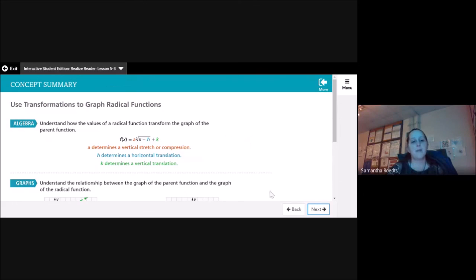All right, so concept summary. Use transformations to graph radical functions. So in algebra, understand how the values of a radical function transform the graph of a parent function. So f of x equals a times the nth root of x minus h, plus k, where a determines a vertical stretch or compression, h determines a horizontal translation, and k determines a vertical translation.